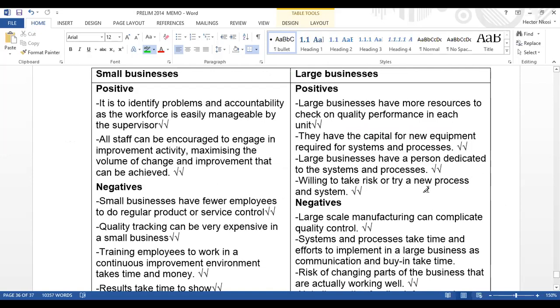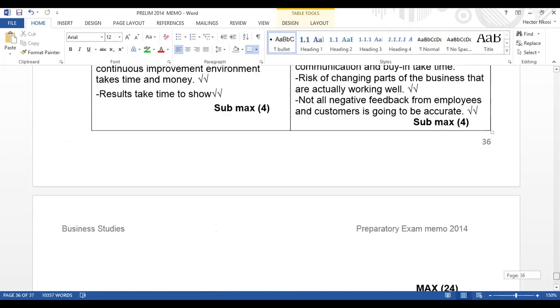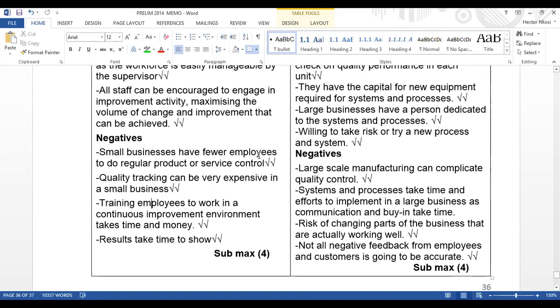And this is more on large businesses. We know that for large businesses, the good thing is that they have more resources to check the quality performance in each unit. They have the capital for new equipment required for systems and processes. Large businesses have a person dedicated to the systems and processes, and are also willing to take risks or try new processes and systems. The negative is that large-scale manufacturing can complicate quality control.